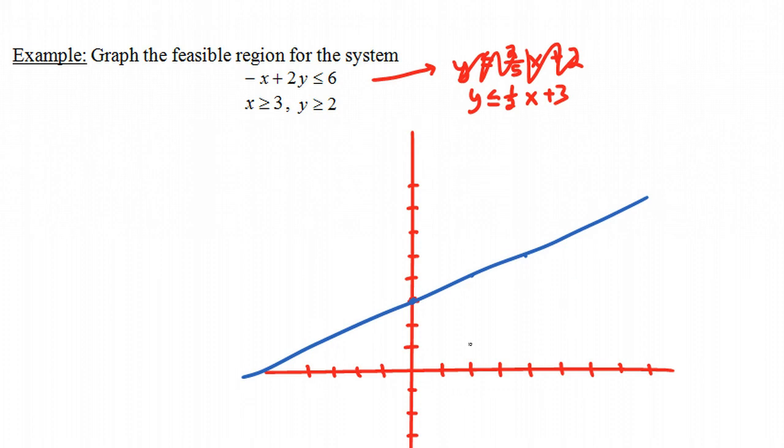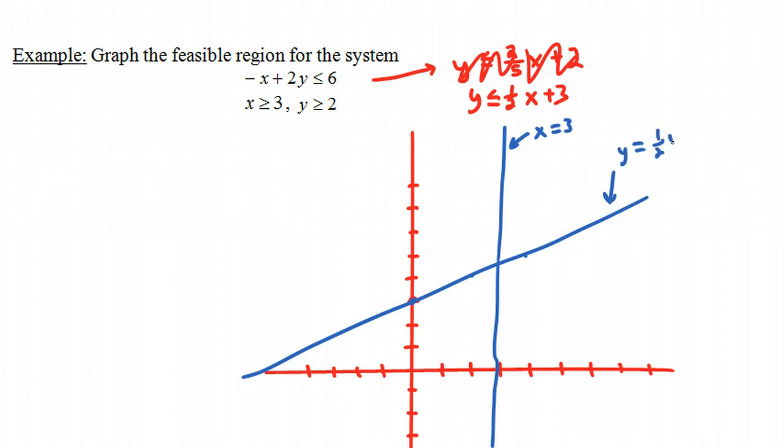Now x is greater than or equal to 3. X equals 3 is this vertical line. Okay, and to shade x greater than or equal to 3, we'd be shading to the right of that line. So this is x equals 3. This is y equals 1/2 x plus 3. And y equals 2 would be a horizontal line like this. This is y equals 2.